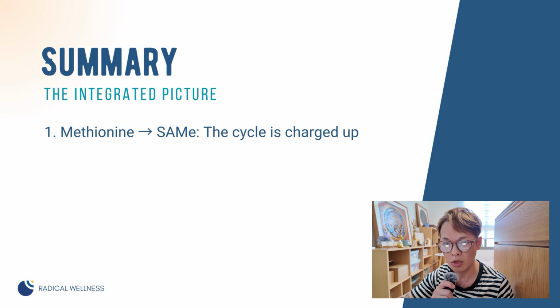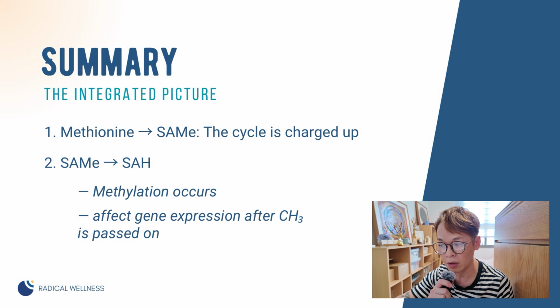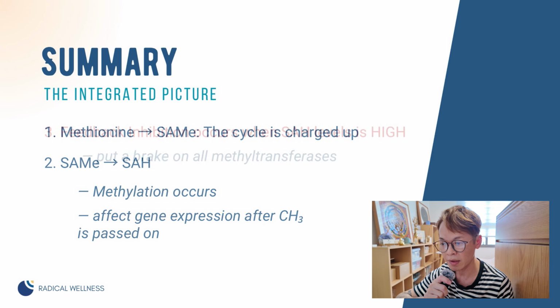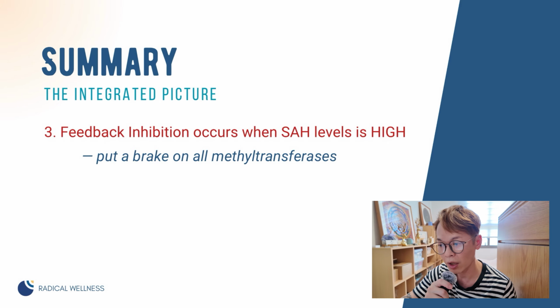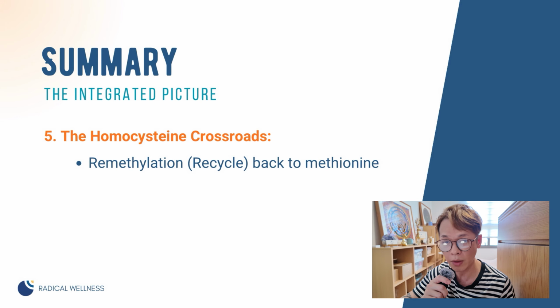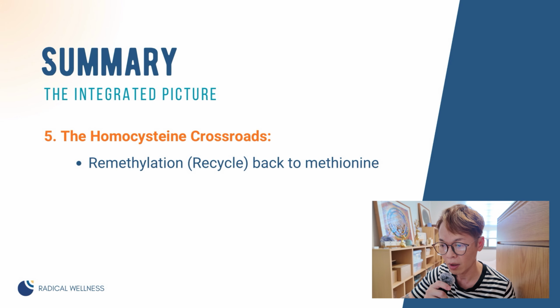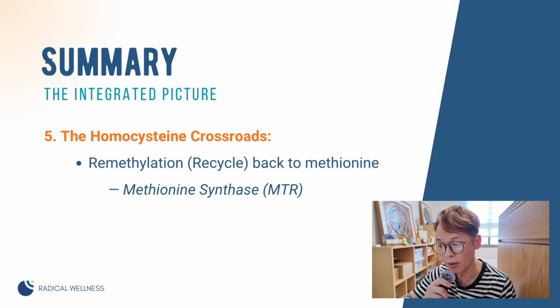When the cycle is being charged up, methionine will convert into SAM. After the methylation has occurred and donated the methyl group, SAM will be converted to SAH. When there is a high level of SAH, it actually puts a brake on all methyltransferases. SAH can be broken down into homocysteine and adenosine. Then the homocysteine can have two different fates. The first one will be the remethylation back to methionine, driven by methylfolate and methylcobalamin. So a deficiency here can cause homocysteine to accumulate.